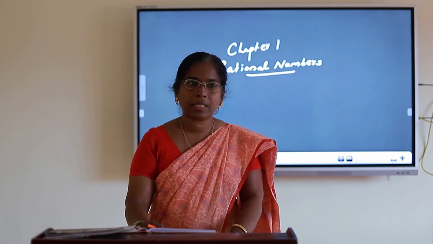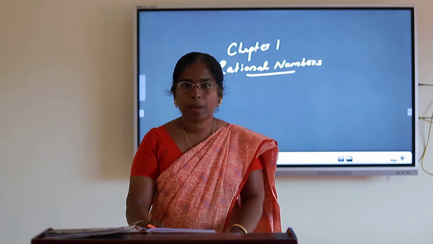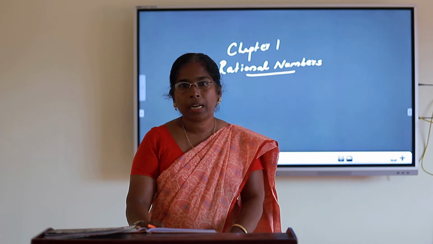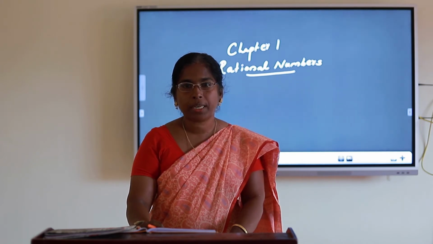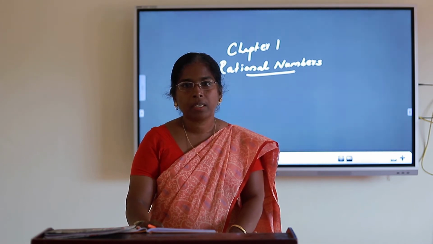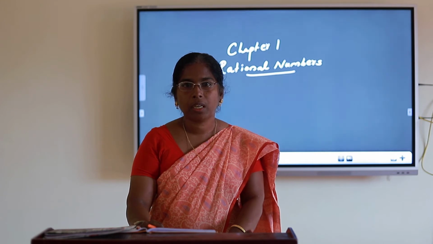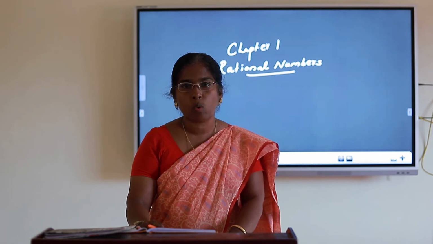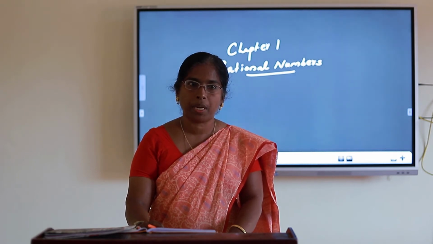Today we discuss subtraction of rational numbers and their properties. In addition of rational numbers, we already studied the closure property of addition, associative property of addition, commutative property of addition, existence of identity, and inverse of rational numbers. The same properties also continue in the case of subtraction of rational numbers.